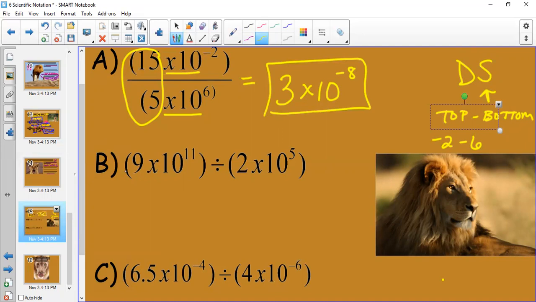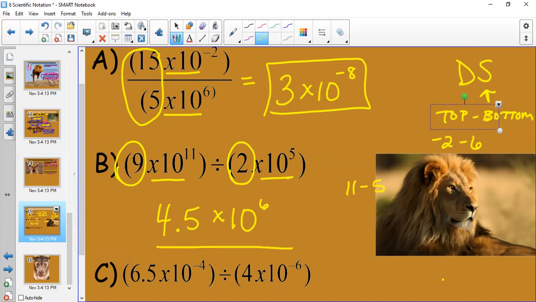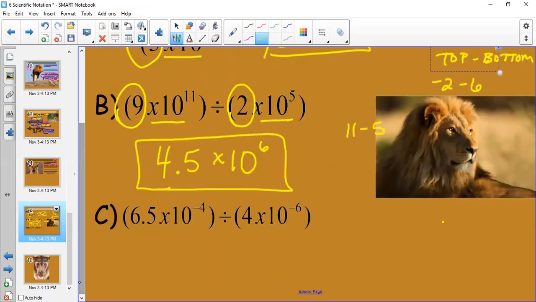All right, let's do another one. We're going to divide our coefficients. 9 divided by 2 is 4.5. We're going to keep our bases, so times 10. And we're going to subtract our exponents. 11 minus 5, that would give us 6. Our first number is between 1 and 10, so we're good there.